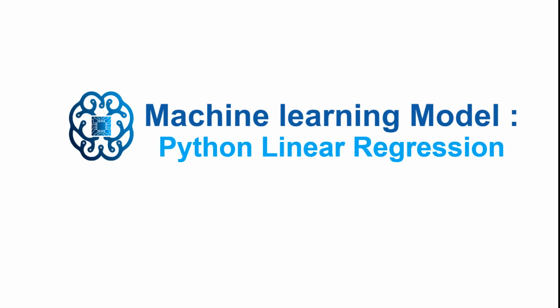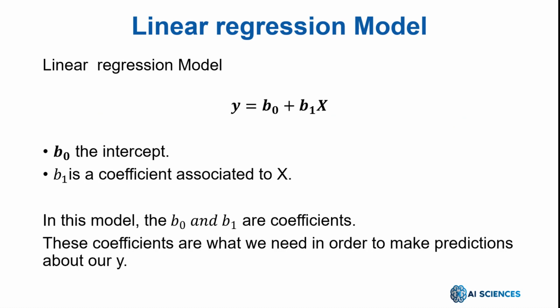Okay, let's start with a quick recap of what we've learned so far: what linear regression is, and how to make a prediction with it. The regression model is y equals b0 plus b1 times x. In this model, b0 and b1 are coefficients. These coefficients are what we need in order to make predictions about our y.